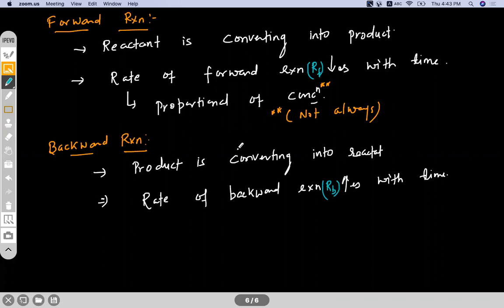Okay, so more amount of reactant, conversion rate will be more. Hence, it is directly proportional. Right, I'm telling you, it is not always directly proportional.